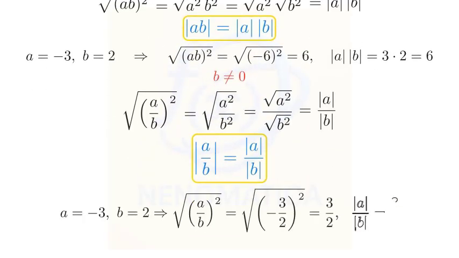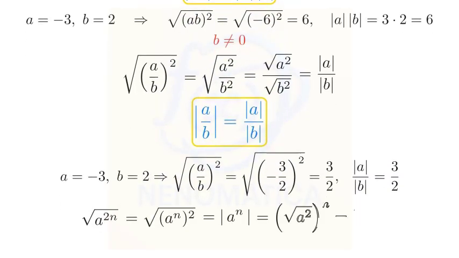Numerical check with the same a equals negative 3 and b equals 2. The square root of (a over b) squared equals the square root of negative 1.5 squared, which is 1.5, and the absolute value of a over the absolute value of b equals 3 halves, which is also 1.5.